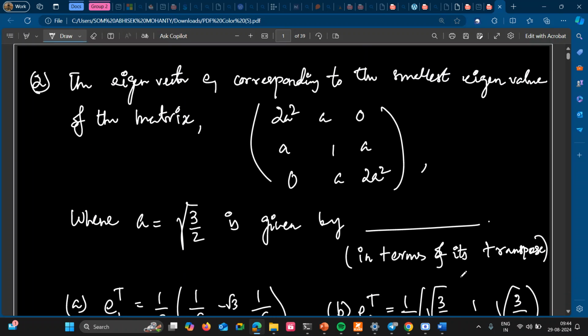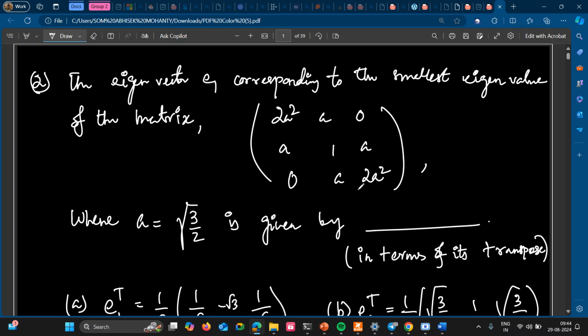The question is the eigenvector E1 corresponding to the smallest eigenvalue of the matrix. So we have to calculate the smallest eigenvalue of this matrix and the eigenvector corresponding to that eigenvalue. Where a is equal to root over 3 by 2, put it at the end. Don't worry, or you can put it directly. No, put it at the end.